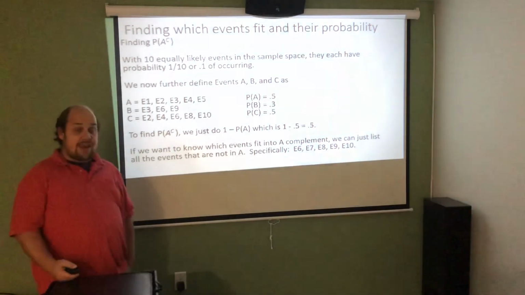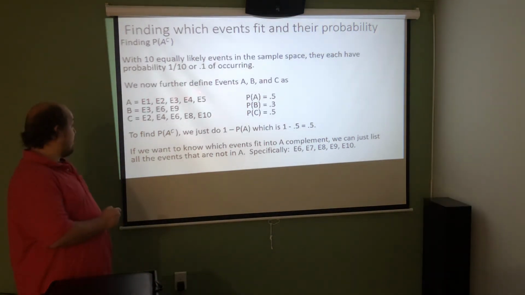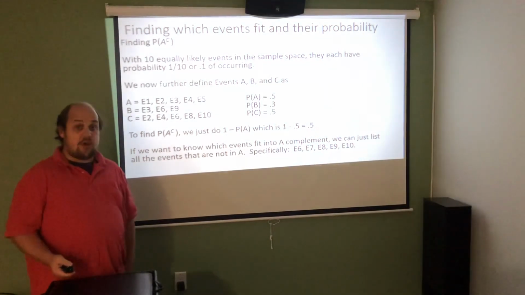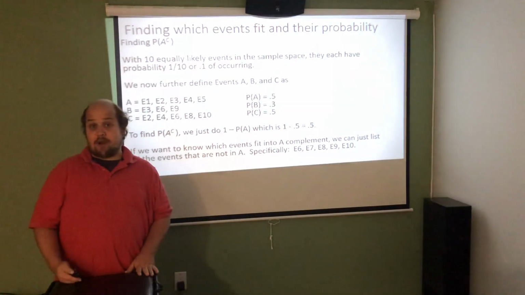If I wanted to write out the events that count, since event A is event 1, 2, 3, 4, and 5, its complement is everything else in the sample space that's not included. Specifically events 6, 7, 8, 9, and 10. There will be questions where it asks you to list what events are included before it asks you to calculate the probability.